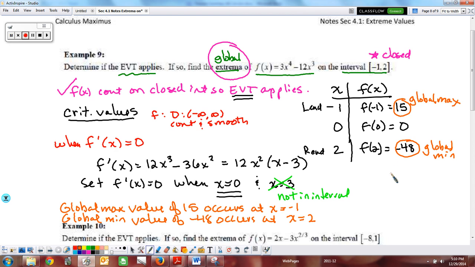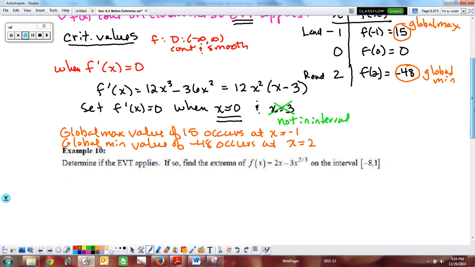See, I mean, this is so straightforward. All you have to do is: EVT applies, make sure you know your domain, find your critical values, make sure they're in the interval, and then calculate, and then we're done with that one.